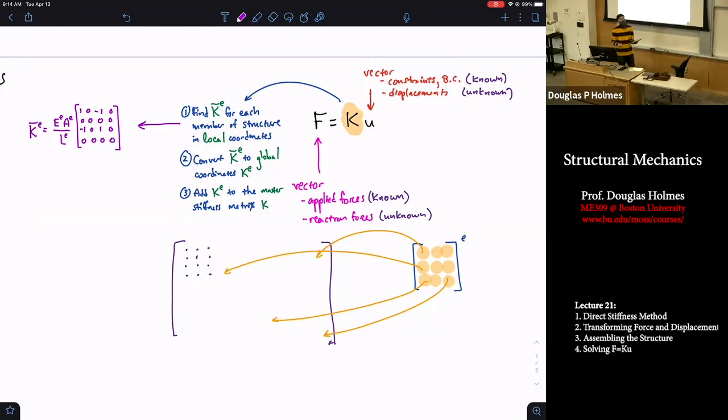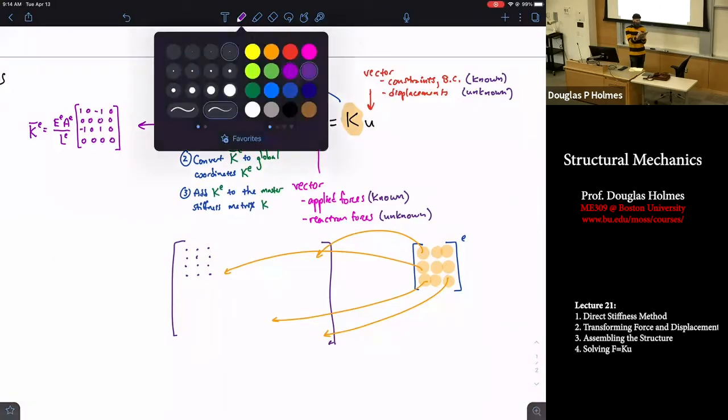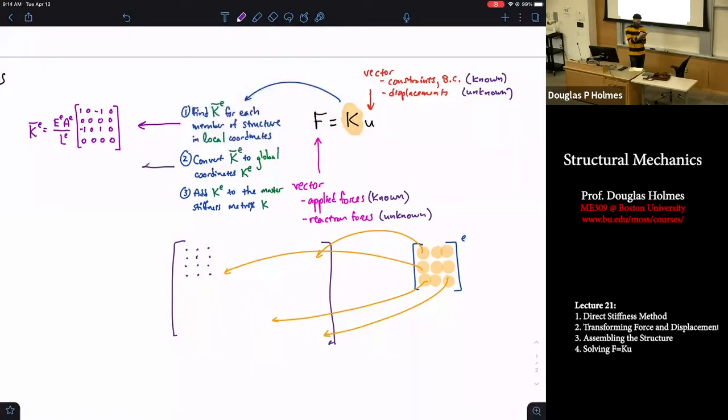Where we stopped was trying to figure out what KE is in global coordinates. And that's where we're going to pick up today. And then after we figure that out, we can talk about how to assemble that into the master. Figuring out how to transform the local stiffness matrix into the global coordinate system requires us to do a little bit of linear algebra.